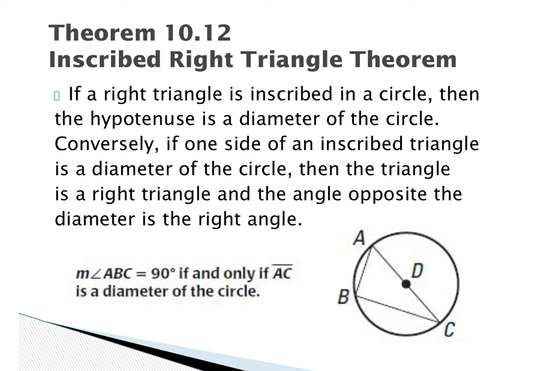So in other words, the measure of angle ABC is 90 if and only if AC is the diameter of the circle. And guys, we just proved this, okay? So if you were on the right track in noticing that the arc was 180, you just did a proof, okay?